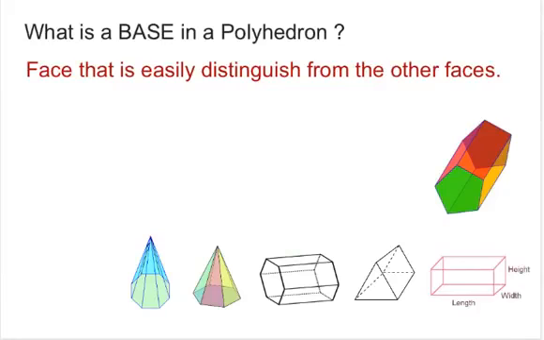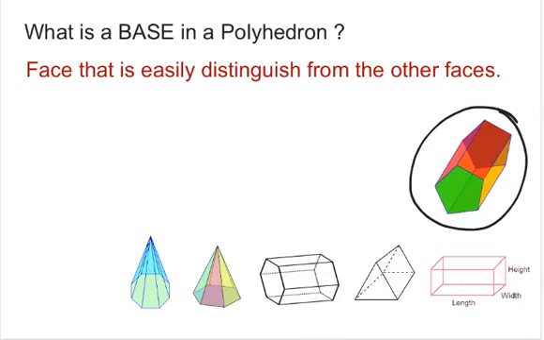Before talking about volume, you need to know what is the meaning of a base. So what is a base in a polyhedron? The base is a face that is easily distinguished from the other faces. For example, on the right here, you have a prism. But to know its particular name, you need to look at its base.